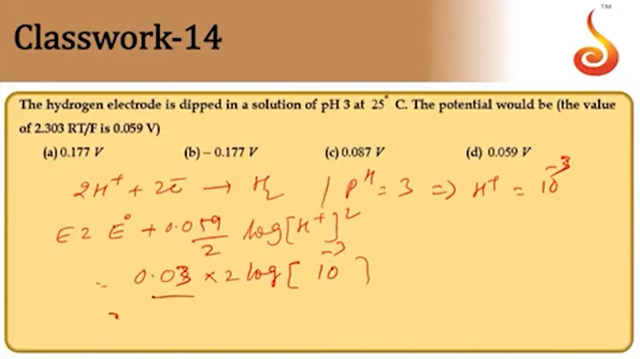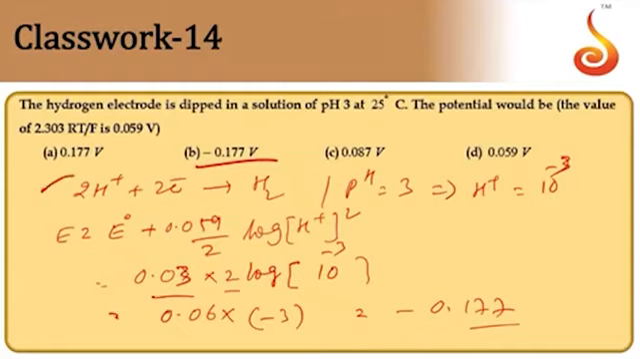So 0.03 into 2, 0.06, and 0.06 into minus 3 comes in. 0.06 into minus 3 log 10. Log 10 is 1, which is equal to minus 0.177. Minus 0.177, that is option B, 0.177.